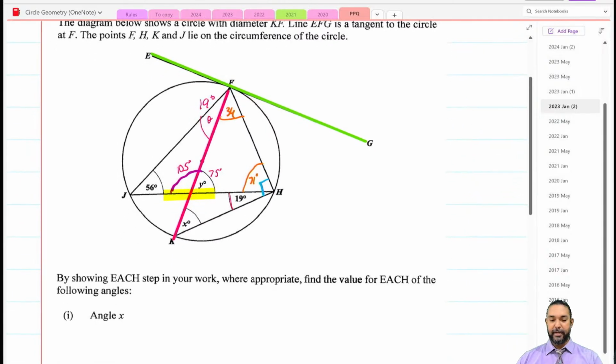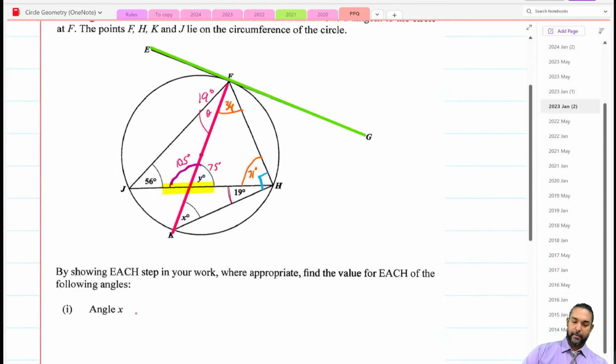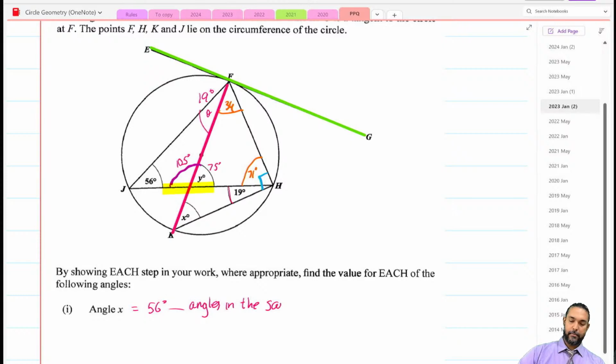All right, so angle x is equal to 56 degrees. Angles in the same segment, standing on the same arc. Are supplementary.